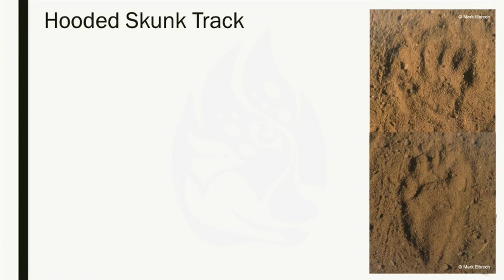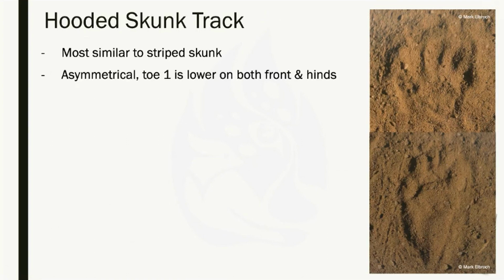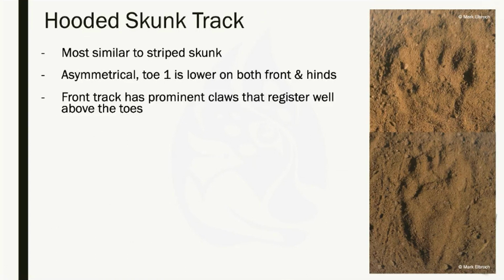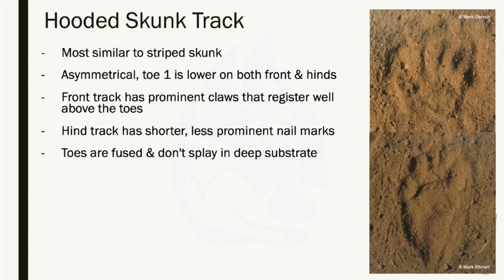And in the South here, we can find them, but in most places, you're not going to see it. It's very similar to the striped skunk, the most similar that you have to them. It's going to have an asymmetrical toe on the front and the hinds. It's lower down. Again, it has prominent claws on the front track, like the striped skunk, that register well above the toes.